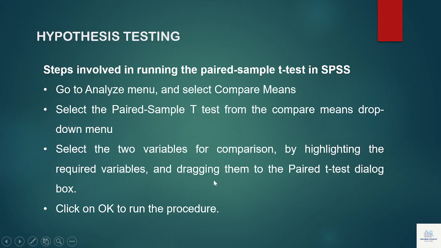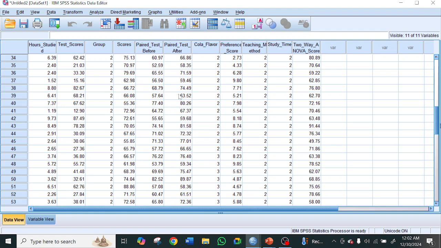So this one seems to be very, very simple and straightforward. Remember: Compare Means, Paired-Samples T Test. Then we drop down and select the two variables. So let's quickly do that and see what we're going to get.